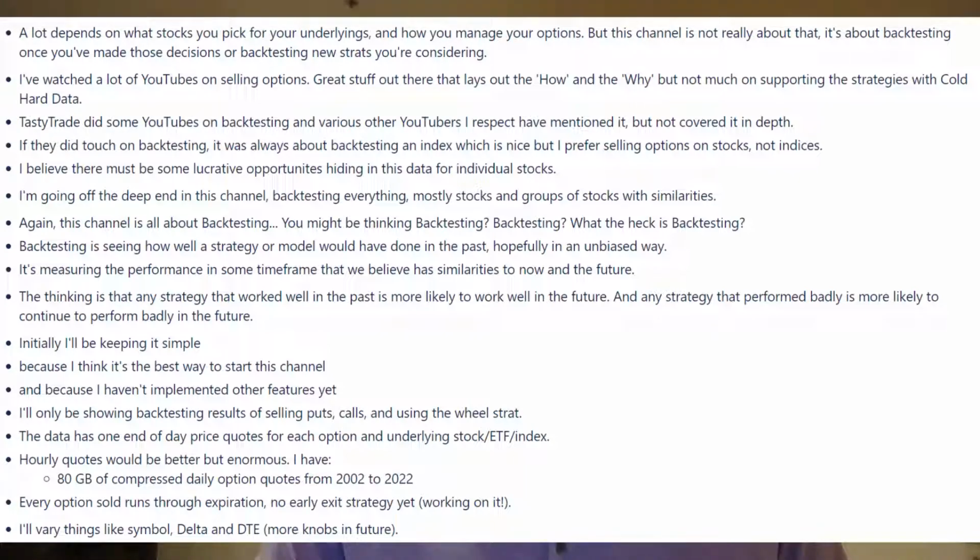Every option sold currently runs through expiration. There's no early exit strategy yet, but I'm working on it. I'll vary things like symbol, delta, days to expiration, with more knobs in the future.